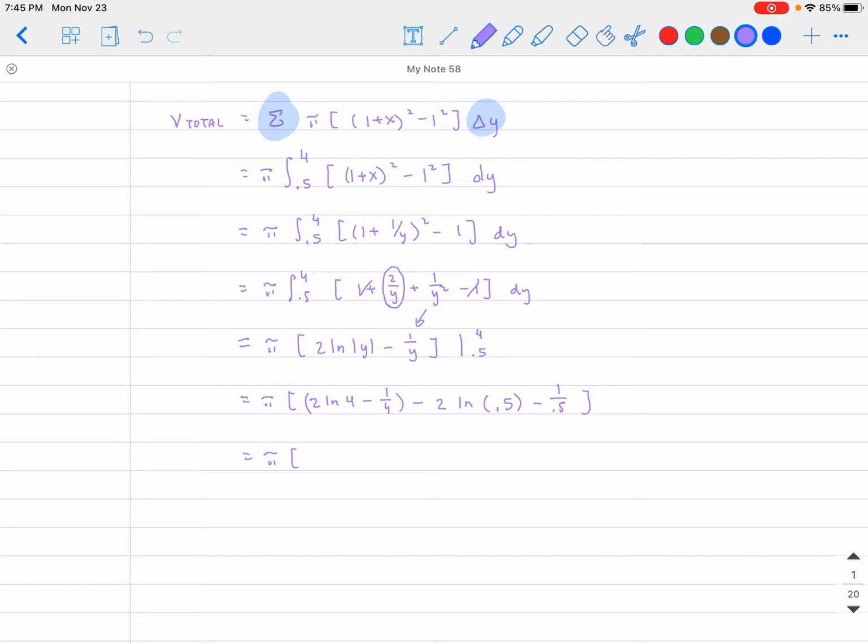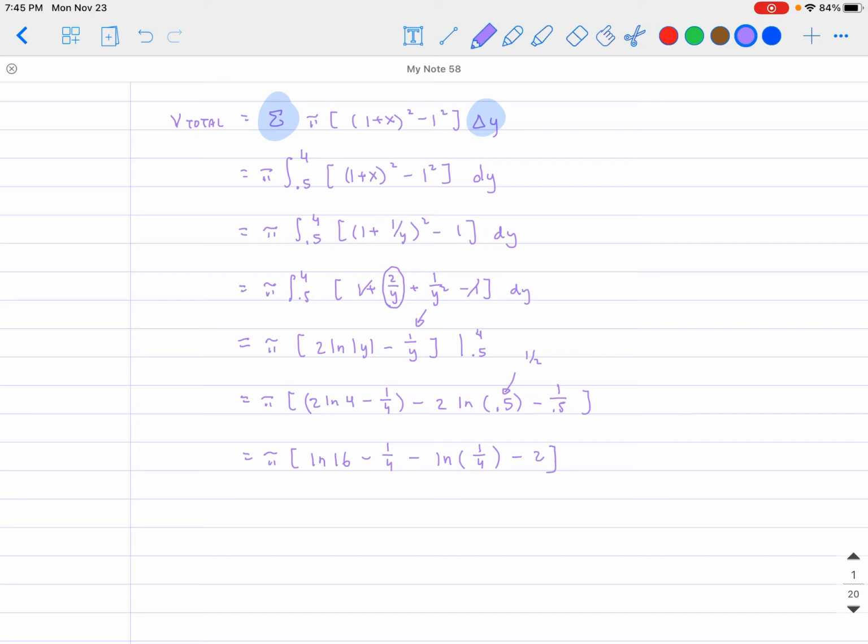2 times ln of 4 can be written as ln of 16 because I want to combine it with the other ln. The 1/4 we'll leave alone. And then we have 2, which we can put inside. And that 0.5 is the same thing as 1/2. So that means this is going to be 1/4 because it's 1/2 squared. And then you have minus 1 over 0.5, which is the same thing as 2.